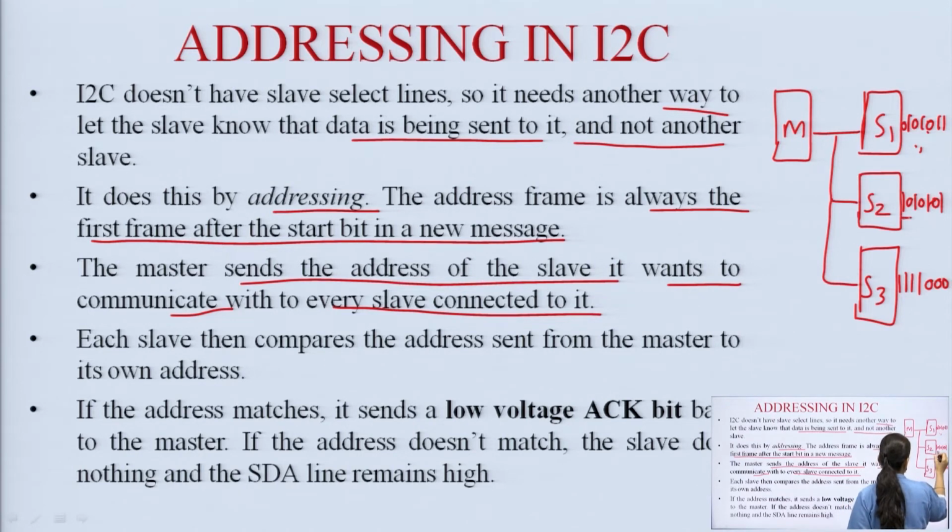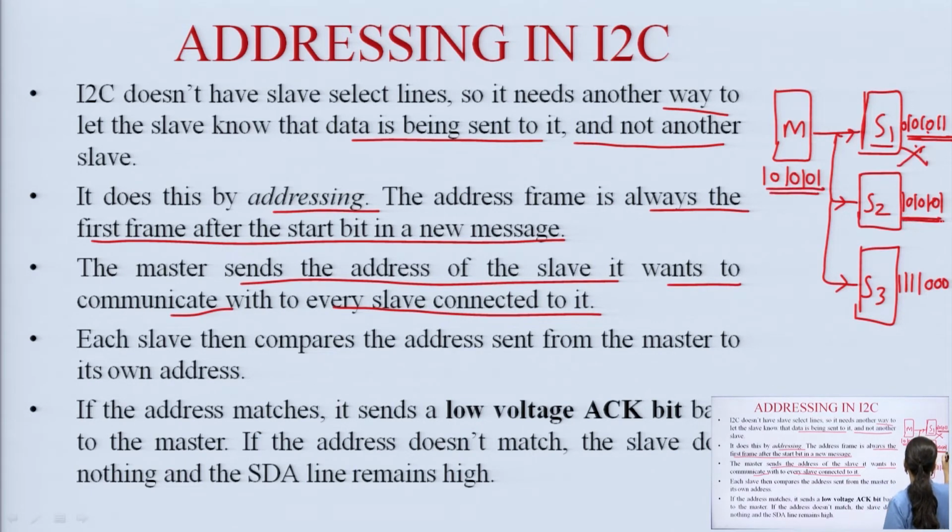Suppose master wants to select this S2, slave 2. Now, it is broadcasting this address 1010101, because it knows the slave which I want to select is having this address. Now, it will send this address to all the slaves. Now, this slave will compare its own address with this address, it is not matching.